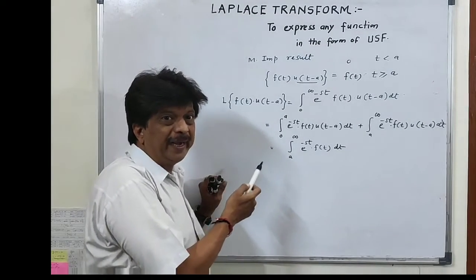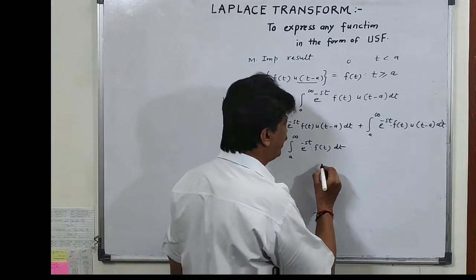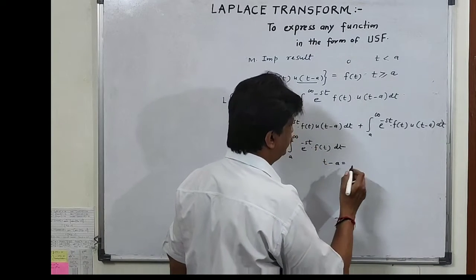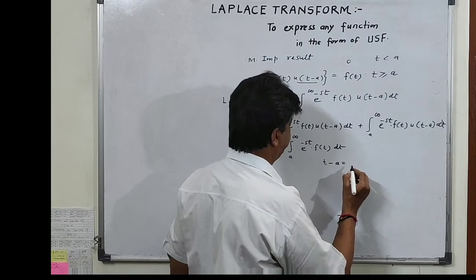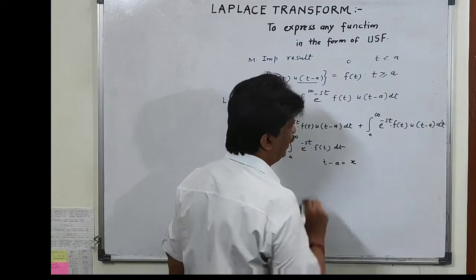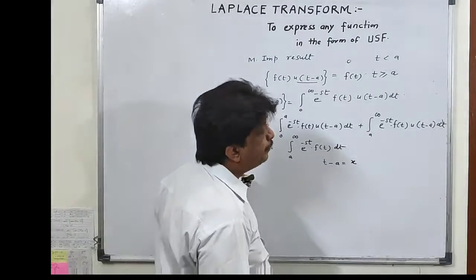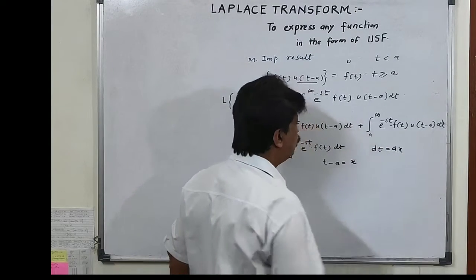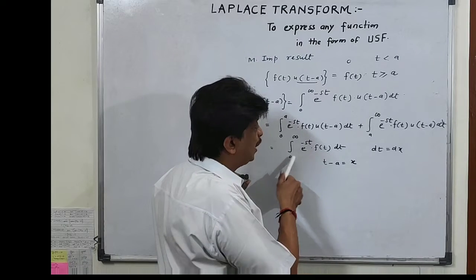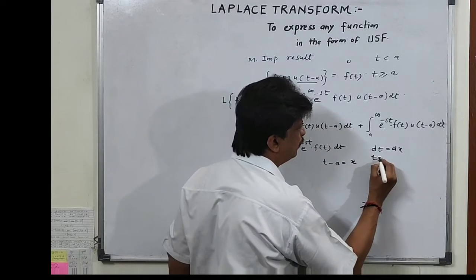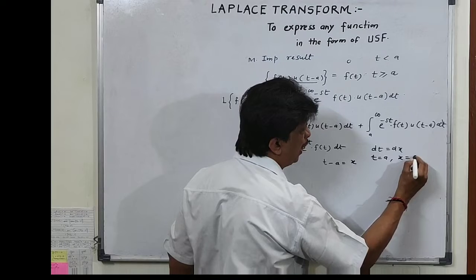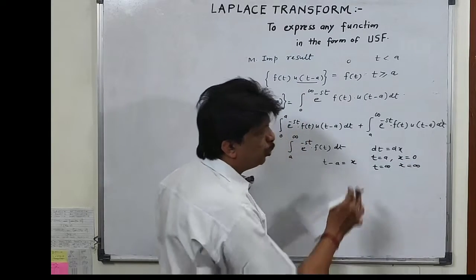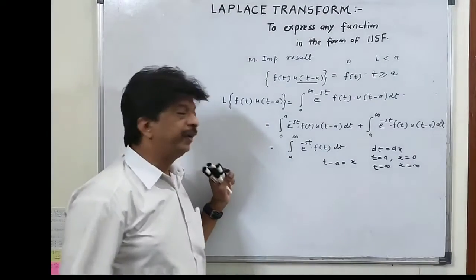To convert this to 0 to infinity, we will put t minus a equal to x. Then dt is equal to dx, number one. Second, when t is equal to a, x is equal to 0. When t is infinity, x is also infinity. So the integral from a to infinity transforms to 0 to infinity.